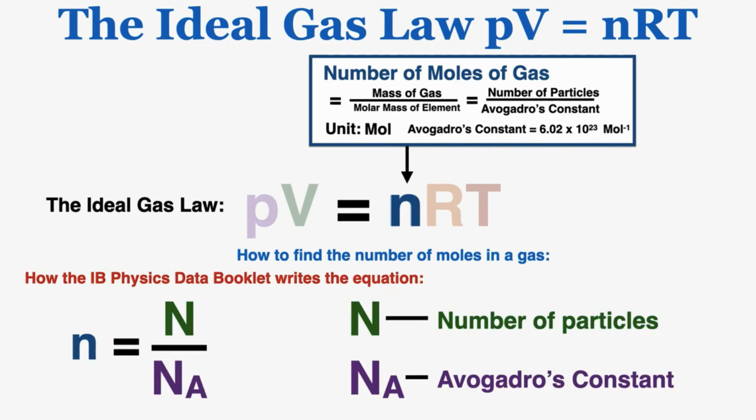The IB Physics data booklet writes the equation for n like this: lowercase n is equal to uppercase N over uppercase N subscript A. Uppercase N is just the number of particles in the gas, and uppercase N subscript A is Avogadro's constant. And Avogadro's constant is also given in the IB booklet, so you'll never have to memorize that on a test.